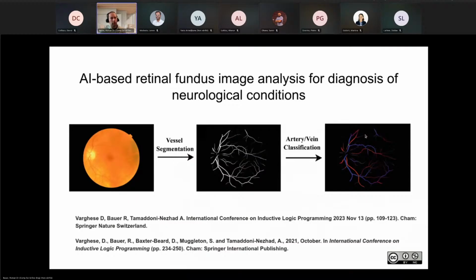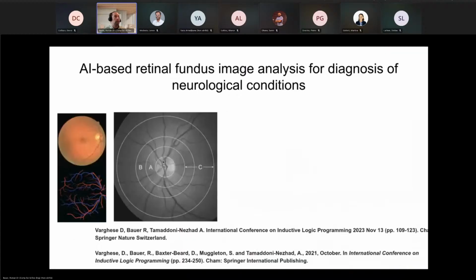And then we can look at certain characteristics of those arteries and veins. And we have done that in the past, and we published this, and we can actually extract features from those images that are explainable. And then we can also create models based on those features.